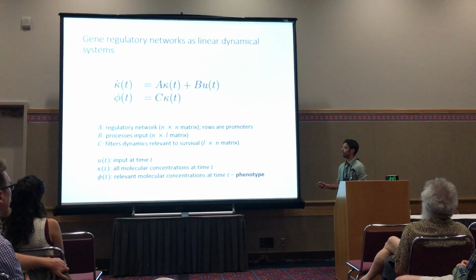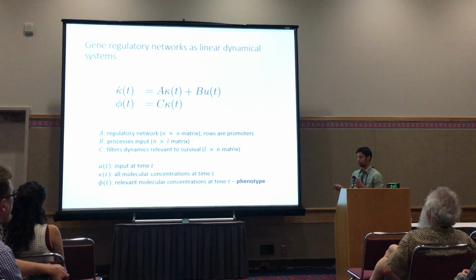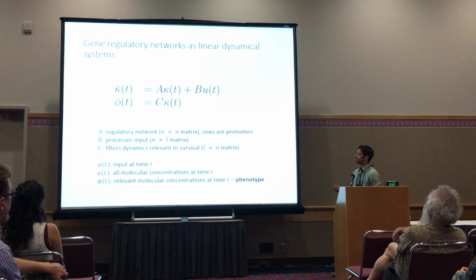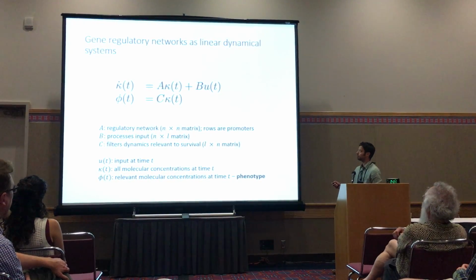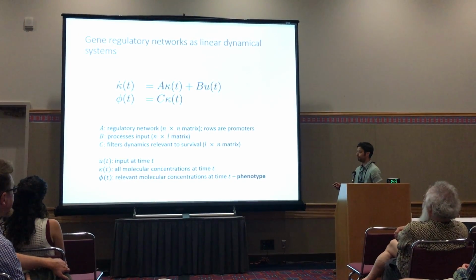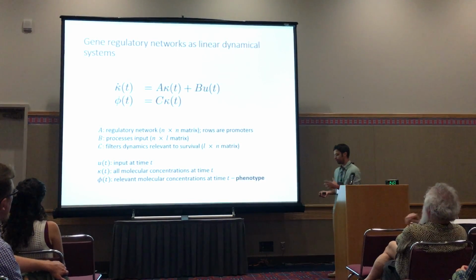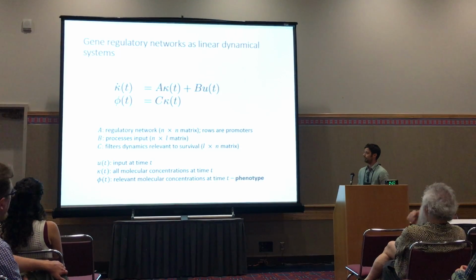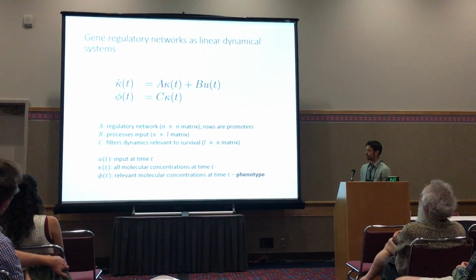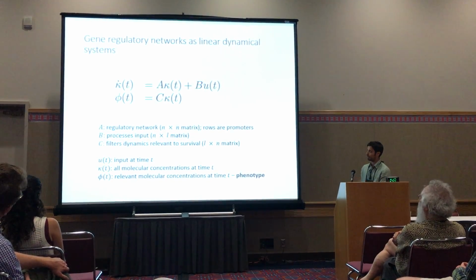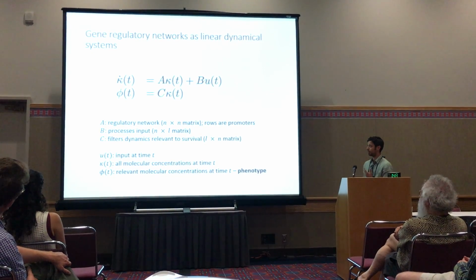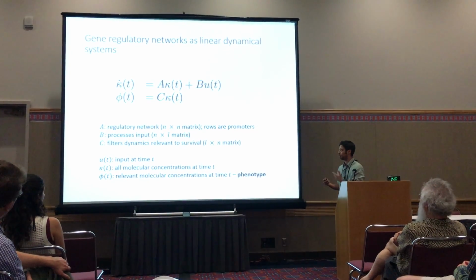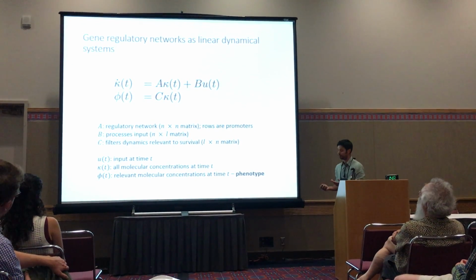And this is a function of the matrix A, which is the wiring of a gene regulatory network, and it's n by n dimensional. This is also a function of u, which is the environmental input, and B is some matrix that determines how the organism processes its environment. Finally, the phenotype is also a list of molecular concentrations, but sometimes it could be a subset of the molecular concentrations within the cell that are actually important or relevant to the specific phenotype.